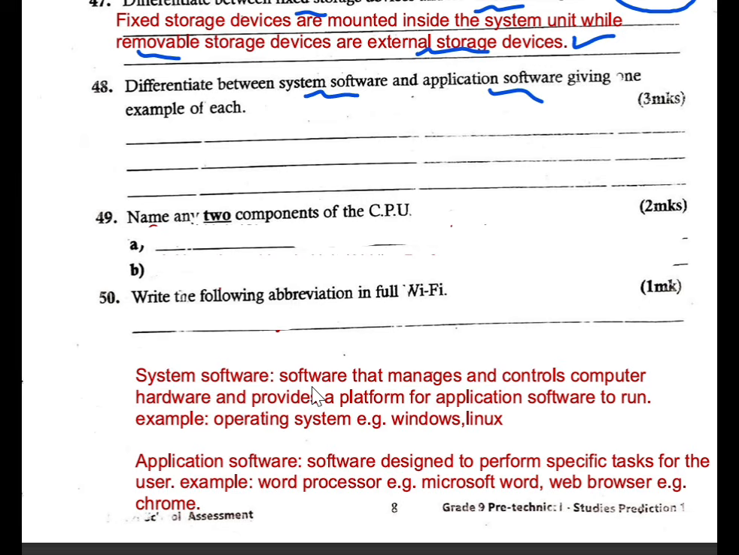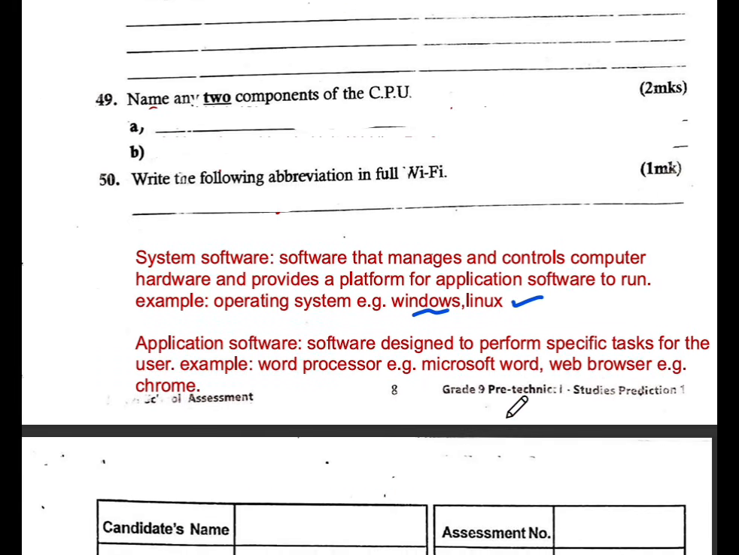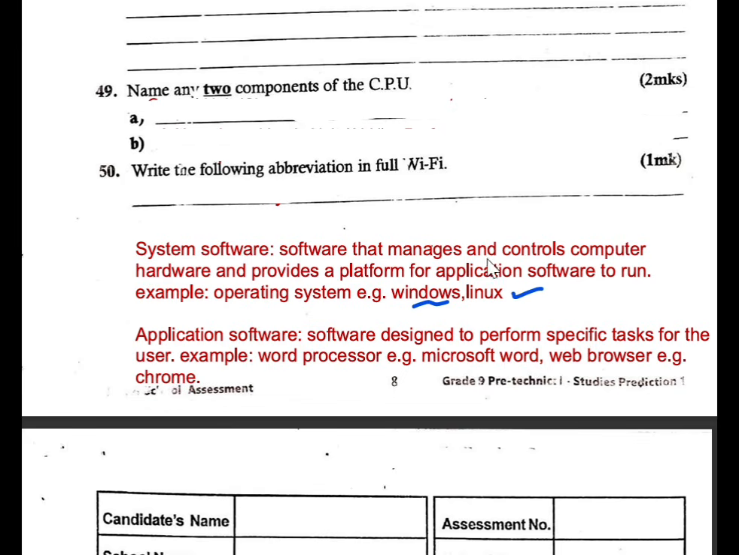You will say system software is a software that manages and controls computer hardware and provides a platform for application software to run. Examples are operating systems, for example, Windows and Linux. So this one manages and controls computer hardware and provides a platform for application software to run. So without system software, the device cannot work.